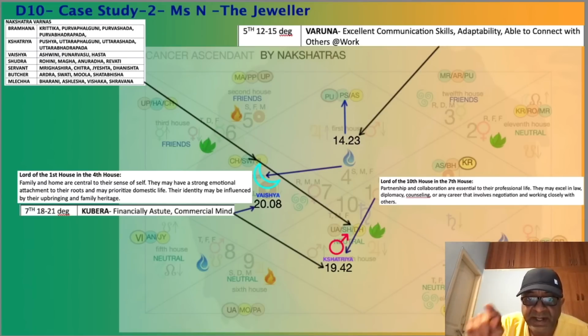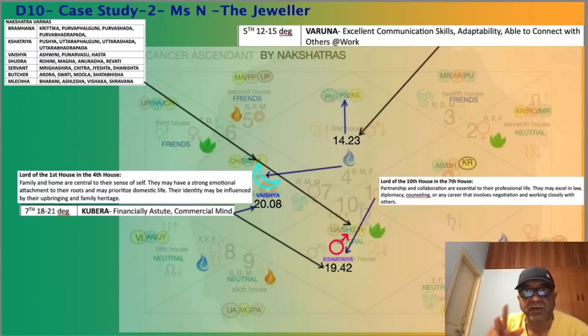The Lord of the 10th in her case, Cancer ascendant, so the 10th house being of Aries, the lord is Mars. It is sitting in the 7th house at 19.42 degrees. What does that mean? 19.42 also becomes the Kubera angle, as you can see, the 7th angle is 18 to 21. So both the Lord of the first and the Lord of the 10th are sitting in the Kubera angle.